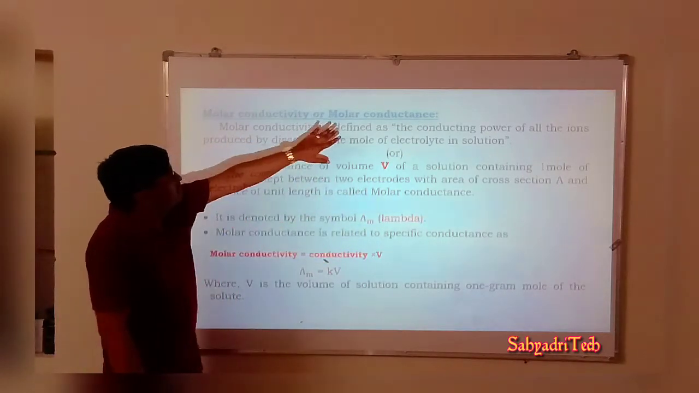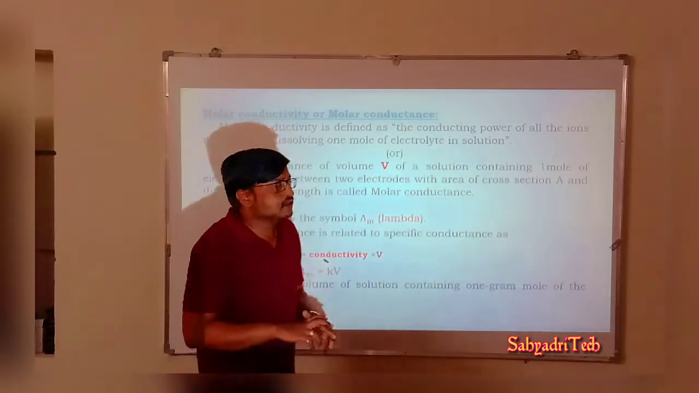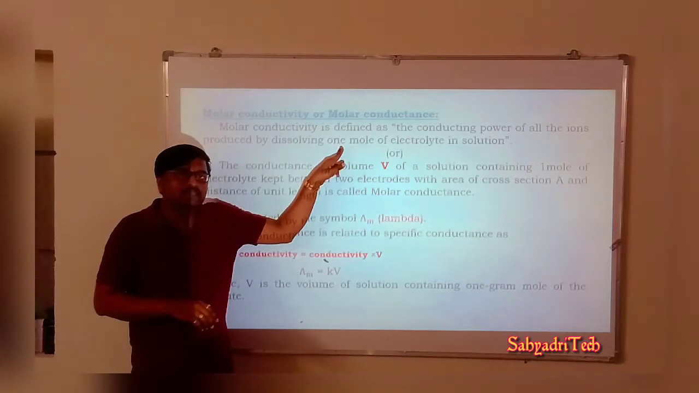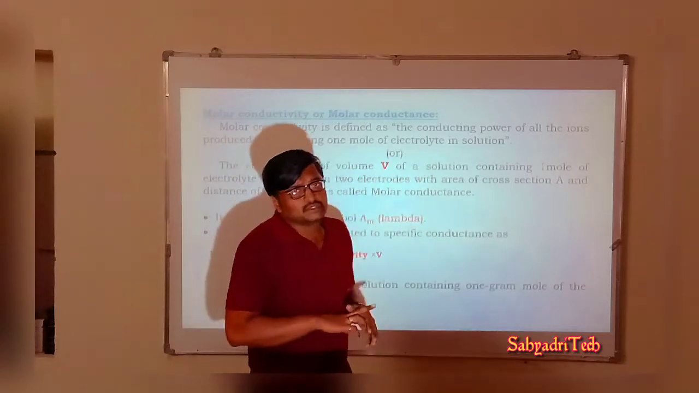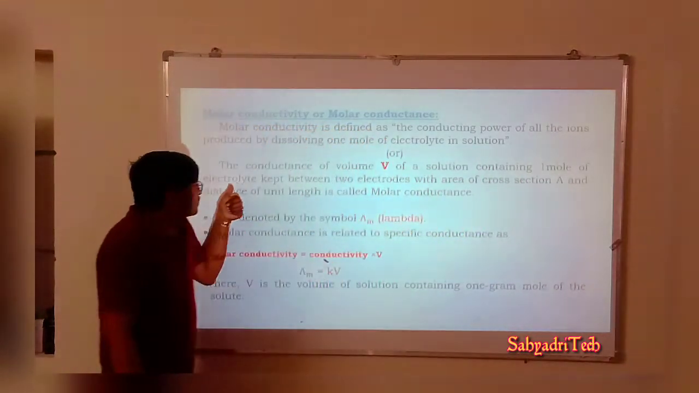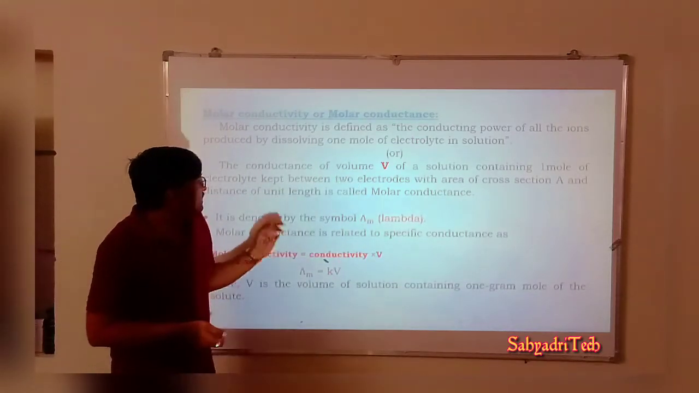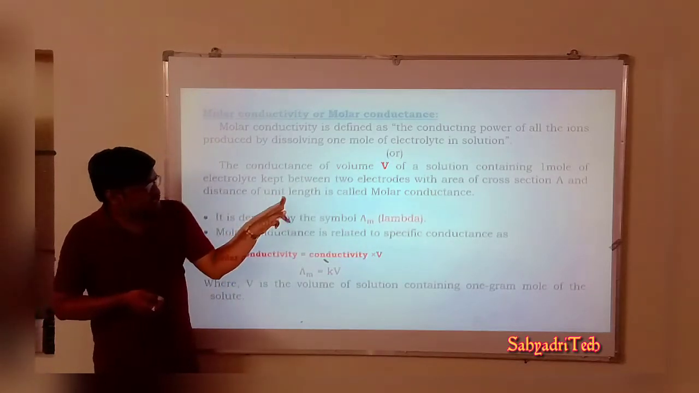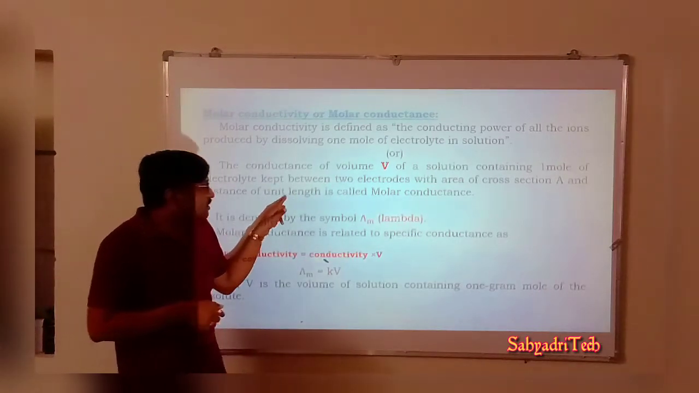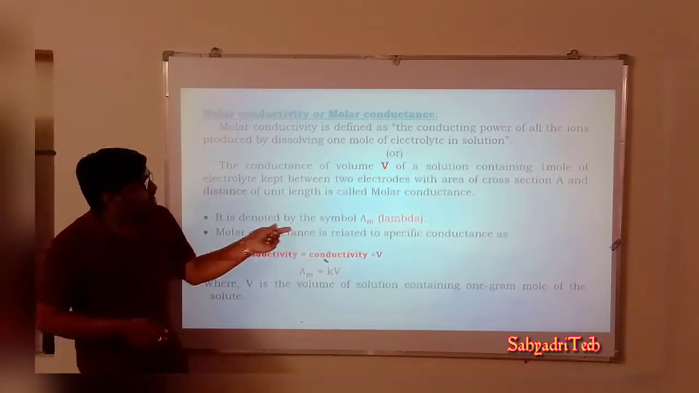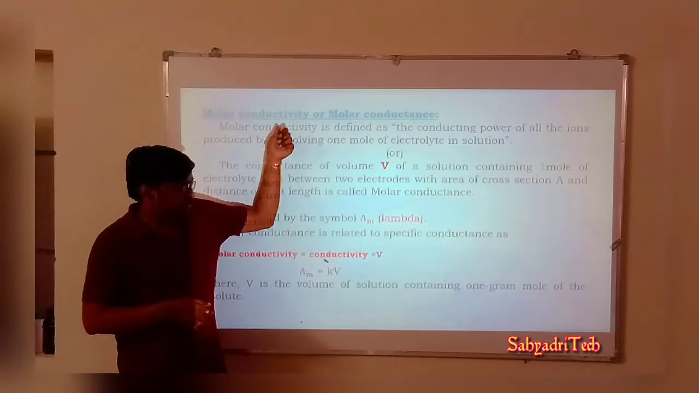So the simple way of defining it is the conducting power of all the ions produced by dissolving 1 mole of electrolyte in a solution. Or else we can say the conductance of volume V of a solution containing 1 mole of electrolyte kept between two electrodes with area of cross section A and distance of unit length is called molar conductance. This molar conductance is denoted by the symbol lambda m.